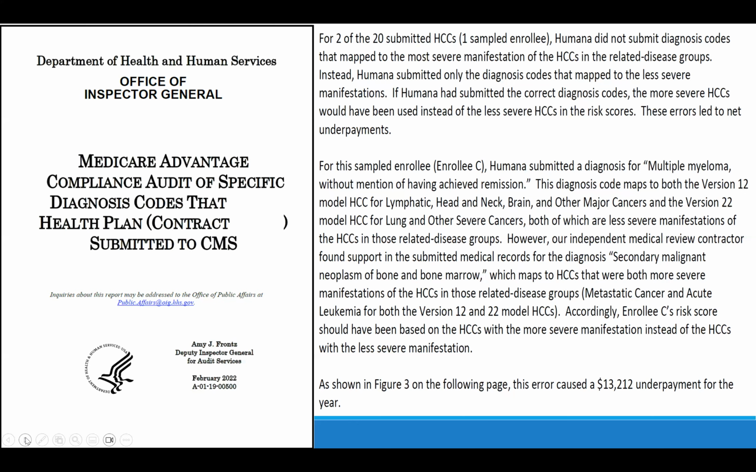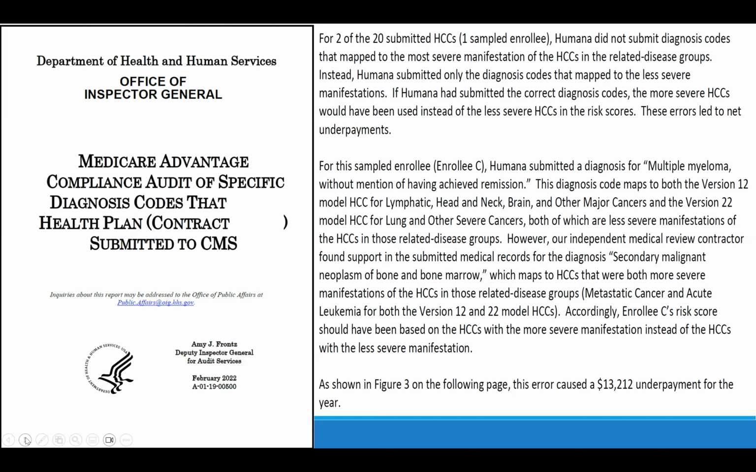Okay, so the government doesn't want to overpay, but the health plan doesn't want to be underpaid. So everything should be proper, right? For this sampled enrollee, Humana submitted a diagnosis for multiple myeloma without mention of having achieved remission. The diagnosis code maps to both the version 12 model HCC for lymphatic, head, and neck, brain, and other major cancers, and the version 22 model for lung, severe, and other cancers, both of which are less severe manifestations of the HCCs in these related disease groups.